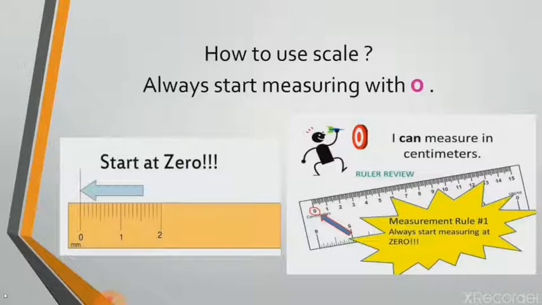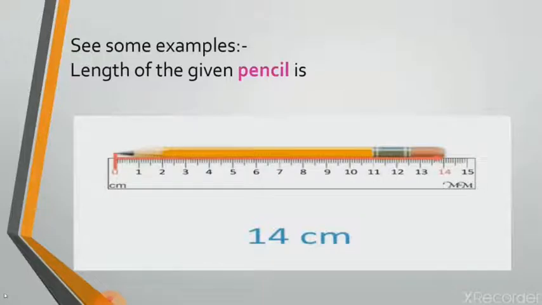Now, how do we use scale? When we measure any object with the scale, we start from 0, which is the first number of the scale. It means we have to start with 0 always. For example, the length of the given pencil: here the pencil is kept between 0 to 14. So the length of the given pencil is 14 centimeter.